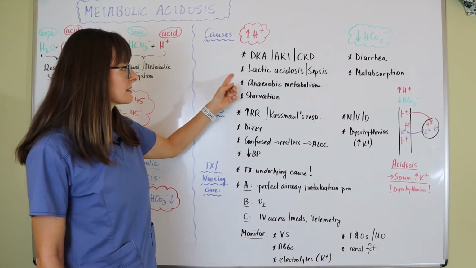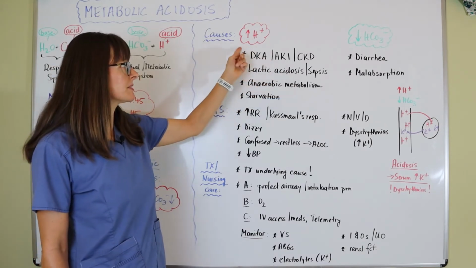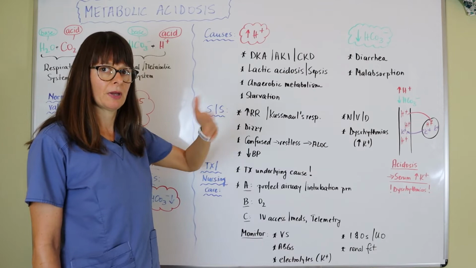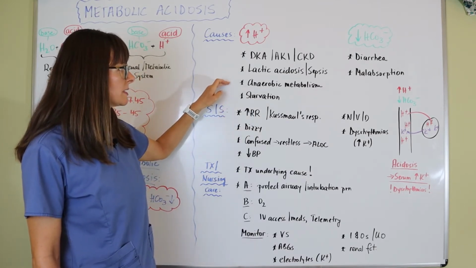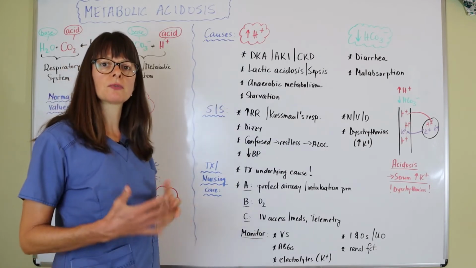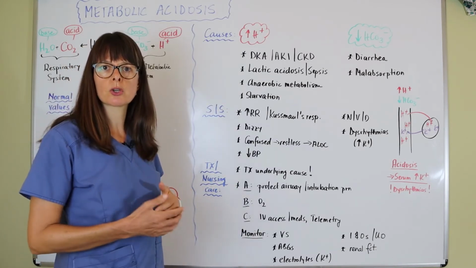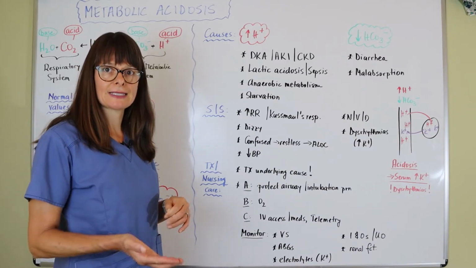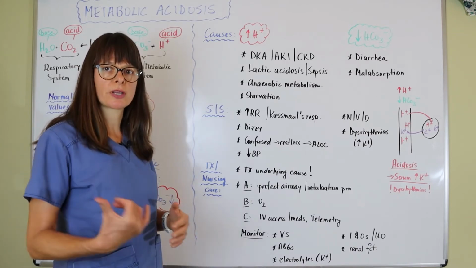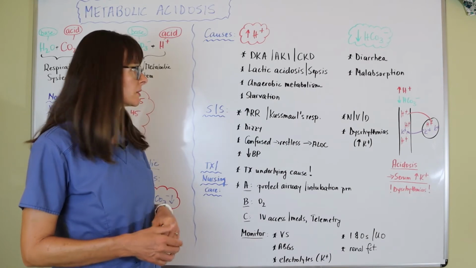Also, lactic acidosis, which is also known as sepsis, can cause metabolic acidosis. And then anaerobic metabolism, when the body is starved for oxygen and needs to switch over to anaerobic metabolism, it also produces lactate in exchange, which then will turn into acidosis.